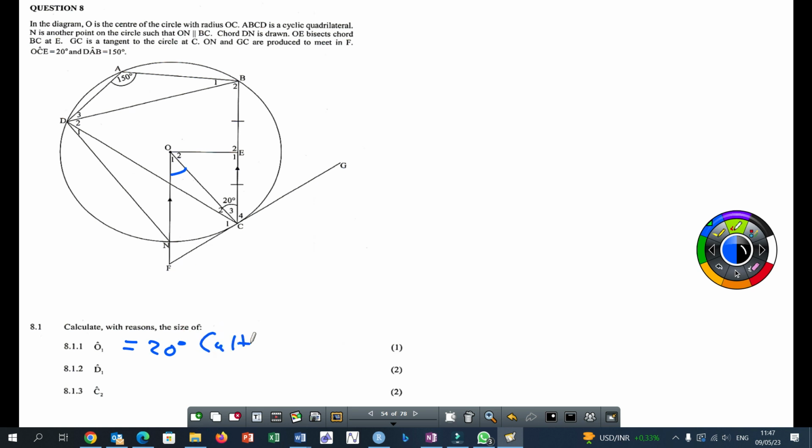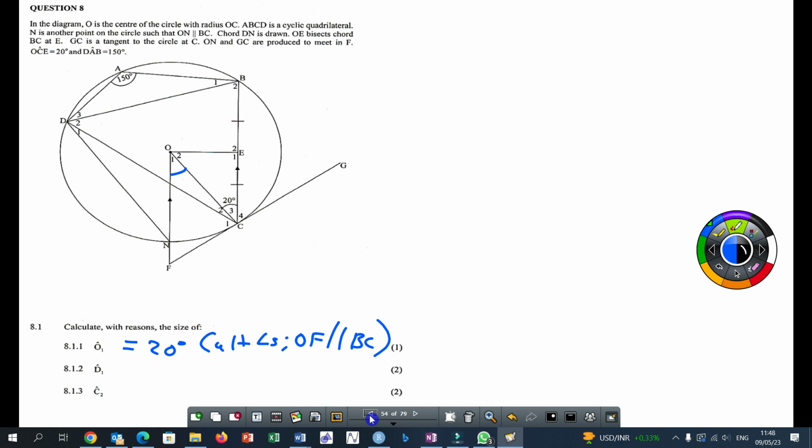And the reason is alternate angles, and you have to state the lines that are parallel. So OF is parallel to BC. So this was pretty straightforward. This was a straightforward question.